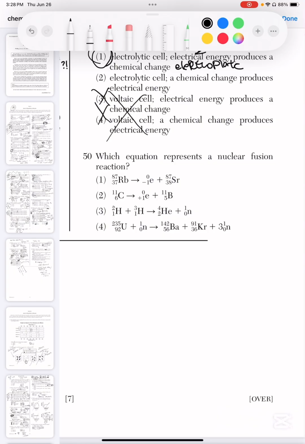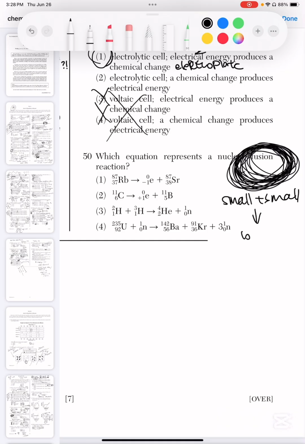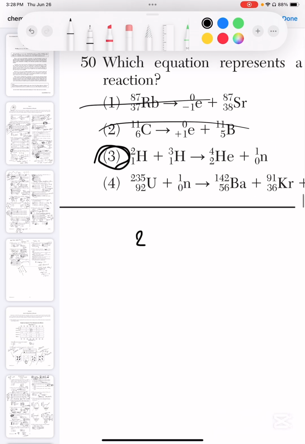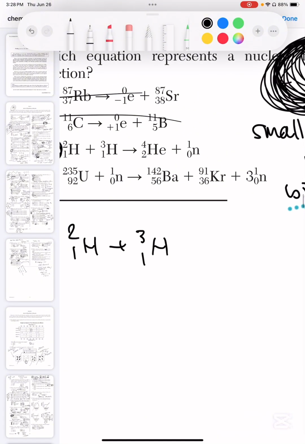Which equation represents a fusion reaction? Fusion. Very important. Means small plus small equals big. So this is not right. This is not right. And it's just this one. It's deuterium and tritium going to a helium.